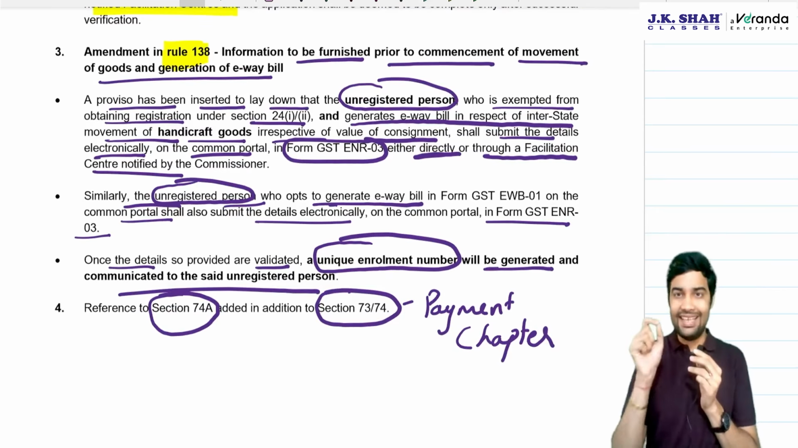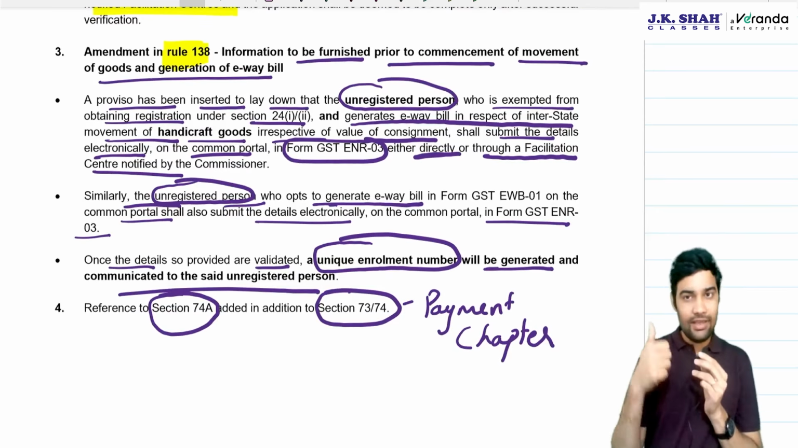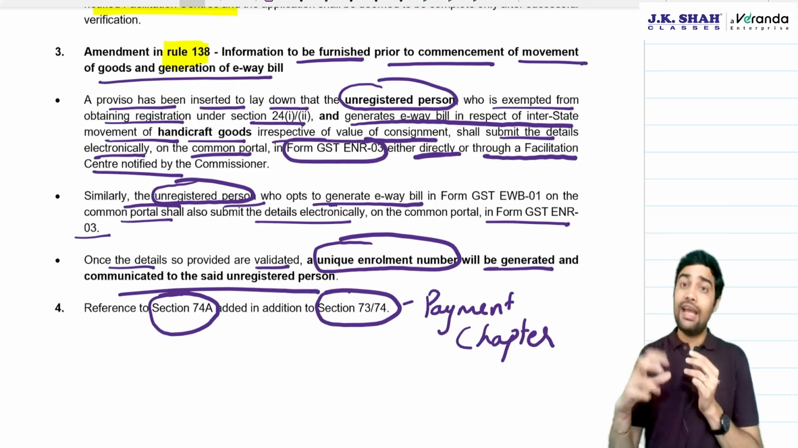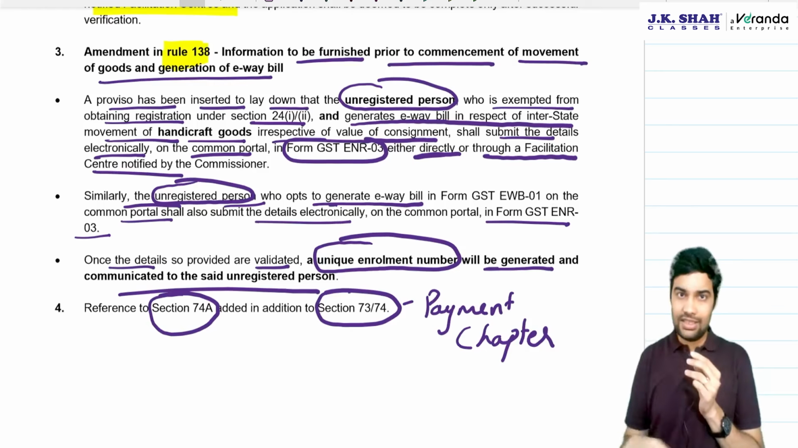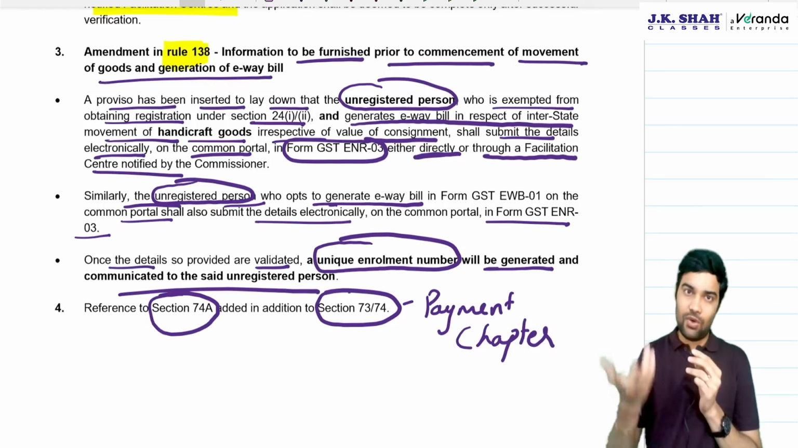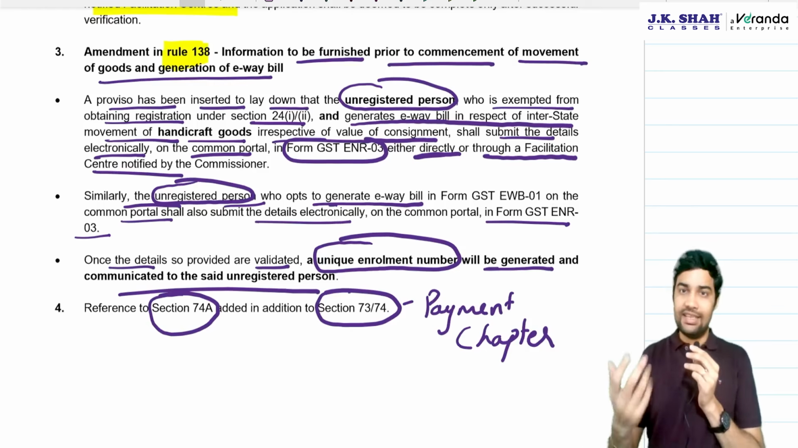Then there was no process for taking registration on the e-way bill website if you are unregistered. Now you can file ENR03 form. Even if you are unregistered, you can still file. Handicraft goods interstate, those who are not required to register, they can also file this form. And once they file this form, they will be able to generate e-way bill.